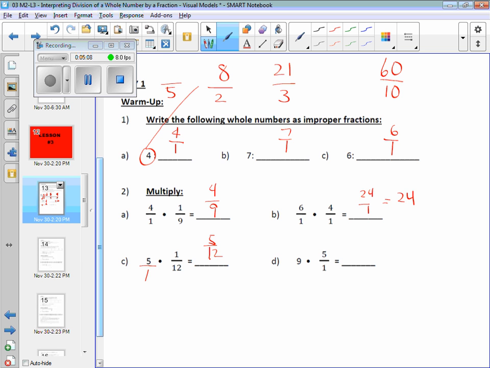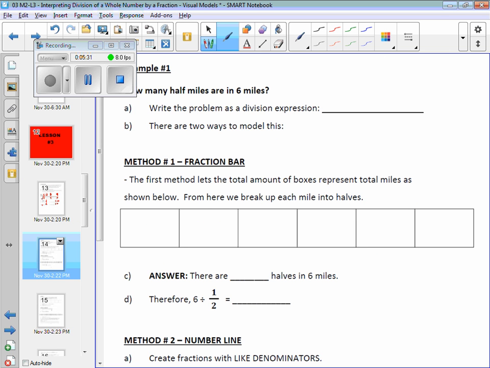And then finally, what about 9 times 5/1? Shane. You got it. 45/1. Which is what whole number, Shaney? Very nice. Done. Okay, so again, these are skills that you need to know to progress through the lesson. Let's start with example 1. And again, if you see the shortcut, we haven't done any examples yet.